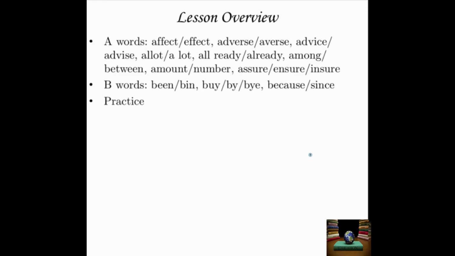All right. This is our lesson overview. These are the words that we're going to cover. We're going to cover the difference between affect and effect, adverse and averse, advice and advise, a lot and allot, already and all ready, among and between, amount and number, assure, ensure, and insure, and then we're going to get to the B words, the difference between been and being, by, buy, and bye, and when to use because and when to use since. And we're going to conclude with some practice.